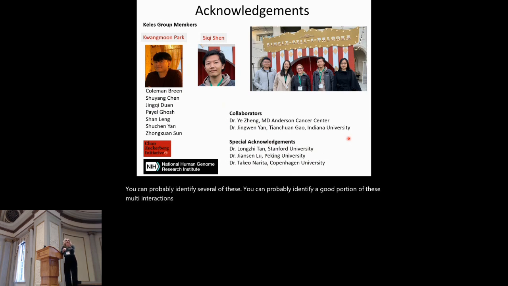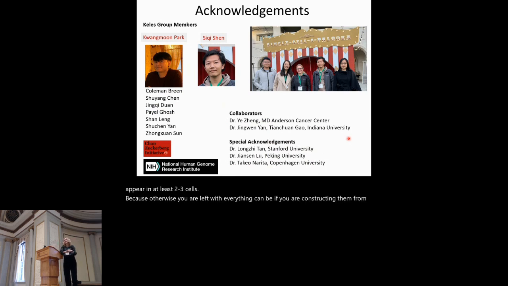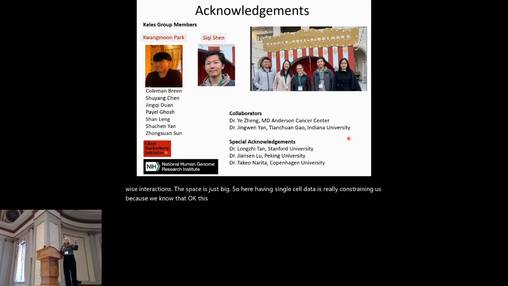The tricky part is, when we are doing this, we start with a set of cliques that exist in at least a small number of cells. These cliques need to appear in at least 2-3 cells, because if you are constructing them from pairwise interactions, the space is just big. So here, having single cell data is really constraining us, because we know that this candidate clique we see in at least a small number of cells. Okay? So that's our starting point. Then we evaluate that. You could, for example, do that. That's an experiment we haven't done.